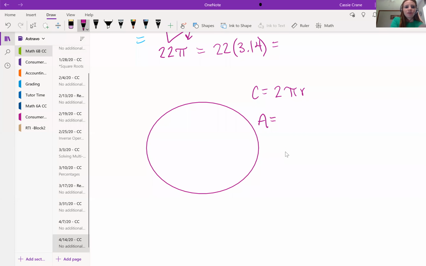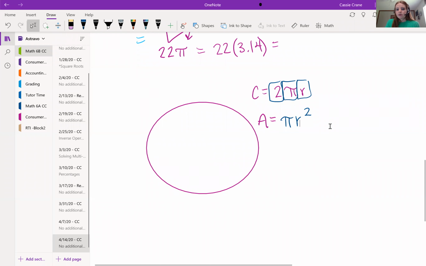So the ingredients are the pieces of the formula. So it has a 2, a pi, and an r. They're just in a little bit different order. So the area formula is pi r squared. Okay, so it has a pi symbol, it has the r for the radius, but instead of being multiplied by 2, that 2 becomes an exponent for the area formula. So this time we're going to square our radius, whatever it is, and then we're going to multiply it by pi.